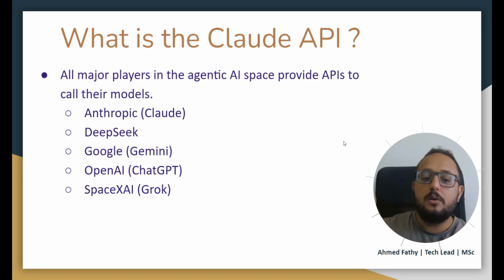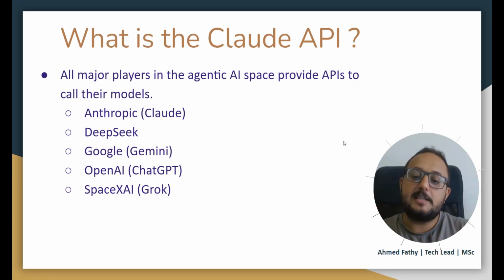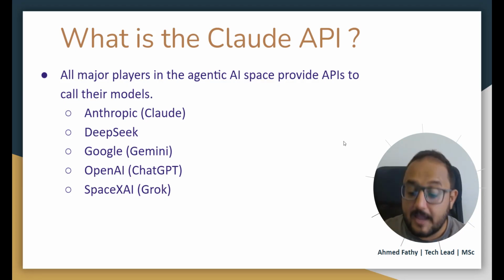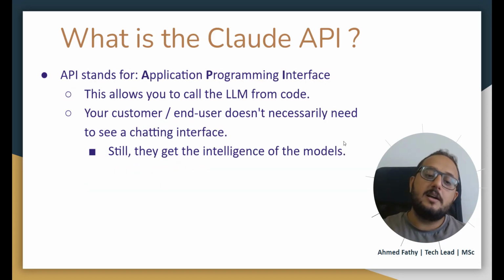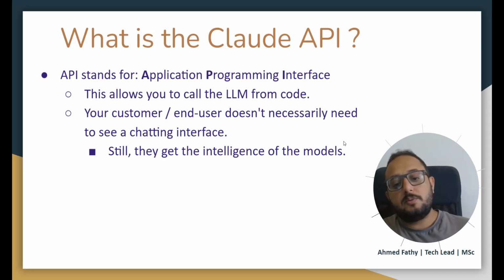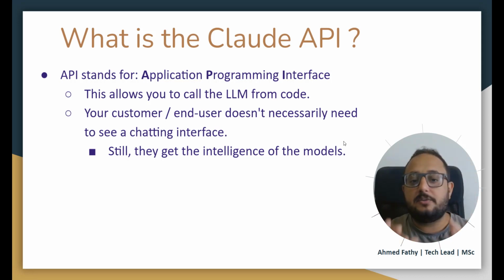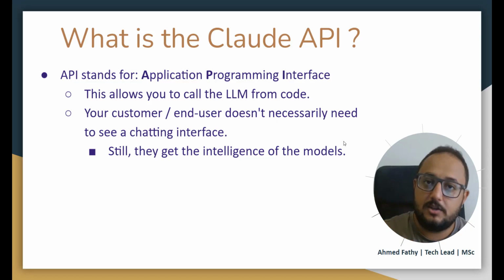In general, all major players in the agentic AI space provide APIs to call their models, like Anthropic's Claude, DeepSeek, Gemini, ChatGPT, Grok, and so on. API stands for Application Programming Interface. So really this allows you to call the LLM from code. Your customer or end user doesn't necessarily need to see a chatting interface at all. Still, they get the intelligence.